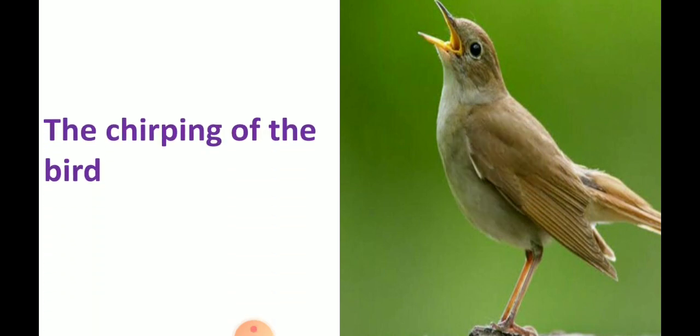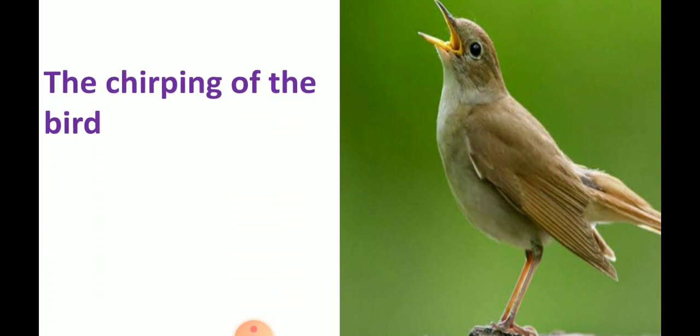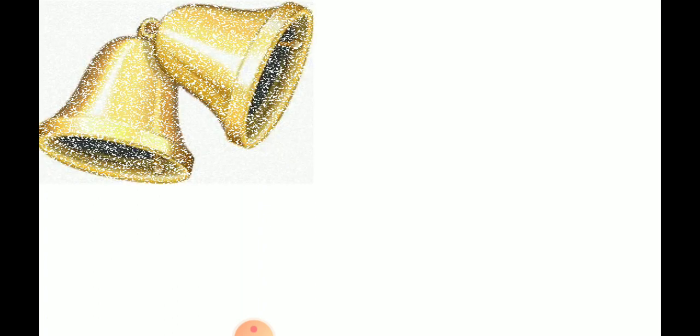The chirping of the bird. The sound is chirping, which is onomatopoeia, because the sound of the bird is chirping here. Then, what does the bell do? Bell rings. So, bells are ringing, or the ringing of the bell, the sound is ringing.